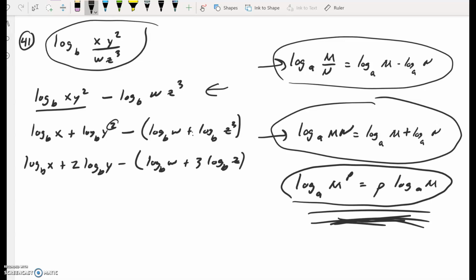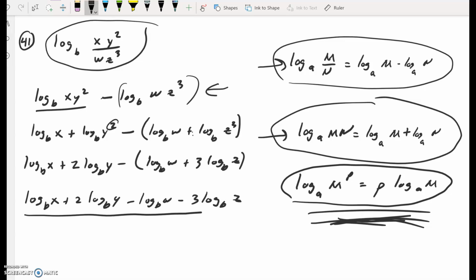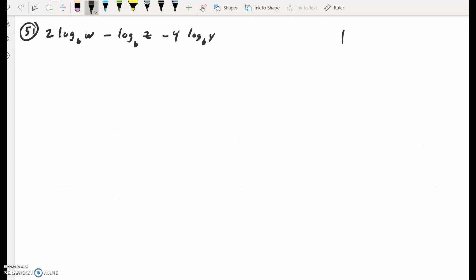And that's a pretty good answer. I would probably accept that answer, but to show you the importance of the parentheses here, if we distribute the minus sign through the parentheses, we get the log base b of w minus 3 times the log base b of z. Notice if we hadn't used the parentheses at all, this would be a plus sign and we would be wrong. So we are subtracting off this entire thing, and that's worth thinking about. There's our final answer. In problem 51, we're asked to go in the reverse direction.